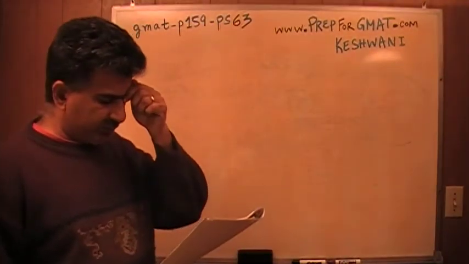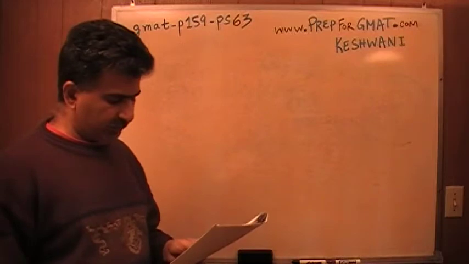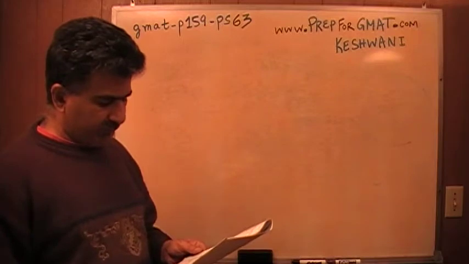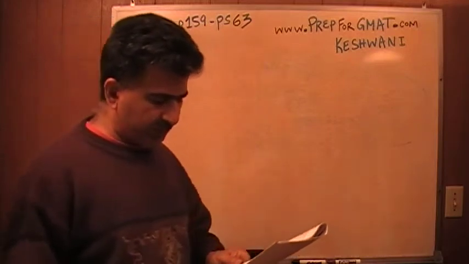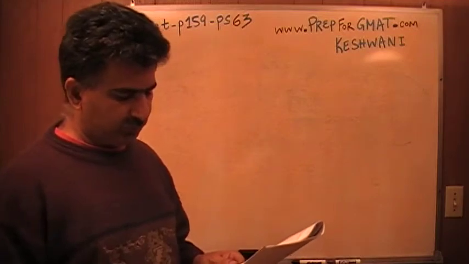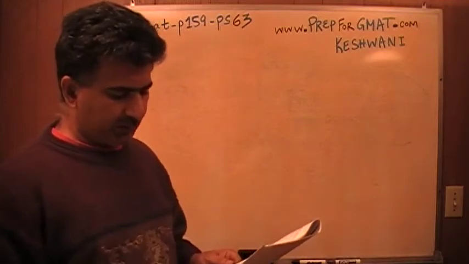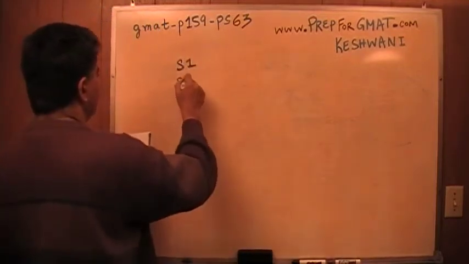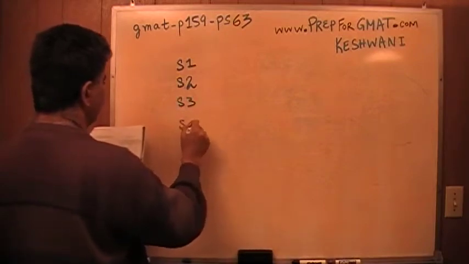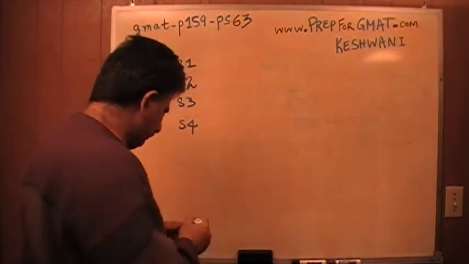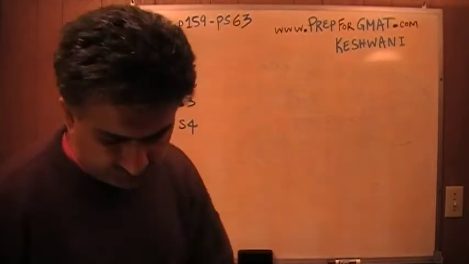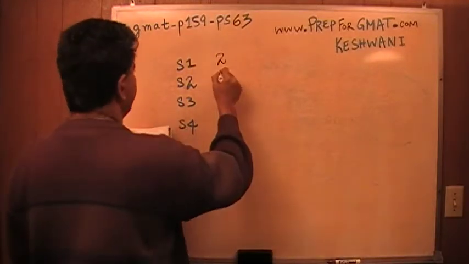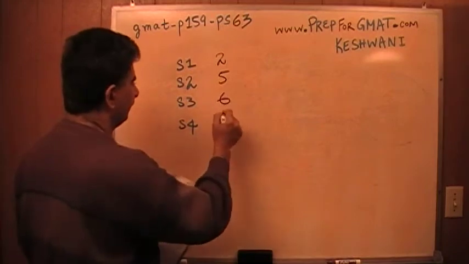A computer chip manufacturer expects the ratio of the number of defective chips to the total number of chips in all future shipments to equal the corresponding ratio for shipments S1, S2, S3 and S4 combined, as shown in the table above. Well, let's first take care of that. So here's my shipment 1, shipment 2, shipment 3 and shipment 4. In shipment 1 that was sent out, it was found that there were 2 defective chips. In shipment number 2, there were 5 defective chips, and then 6 and 4.